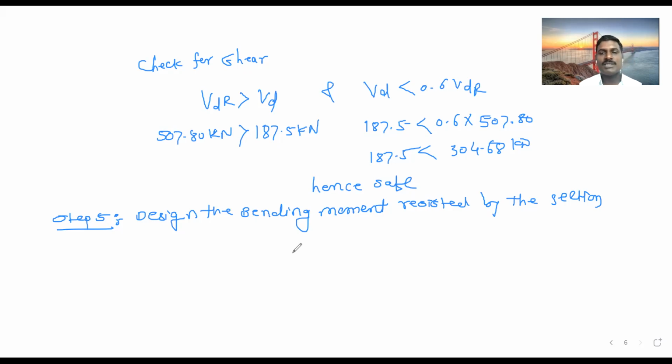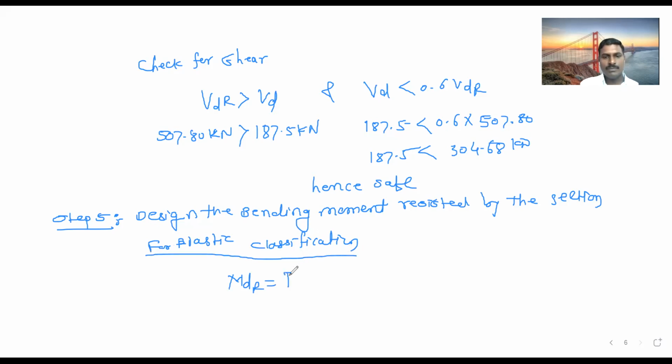So which is the classification of section? As per step number 3, we have analyzed it. In step number 3, which classification is there? Plastic. So for plastic classification, what is the formula for MDR? Beta B into ZP into Fy upon gamma m naught. So for a plastic section, how much is the value of beta B? 1. So 1 into ZP.